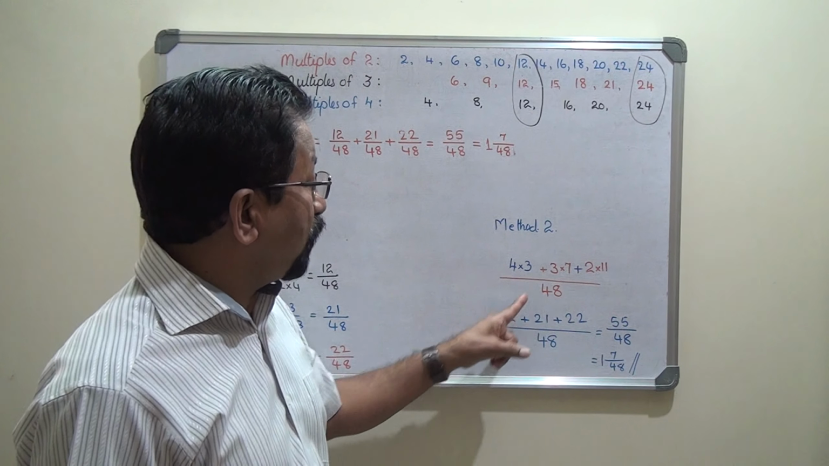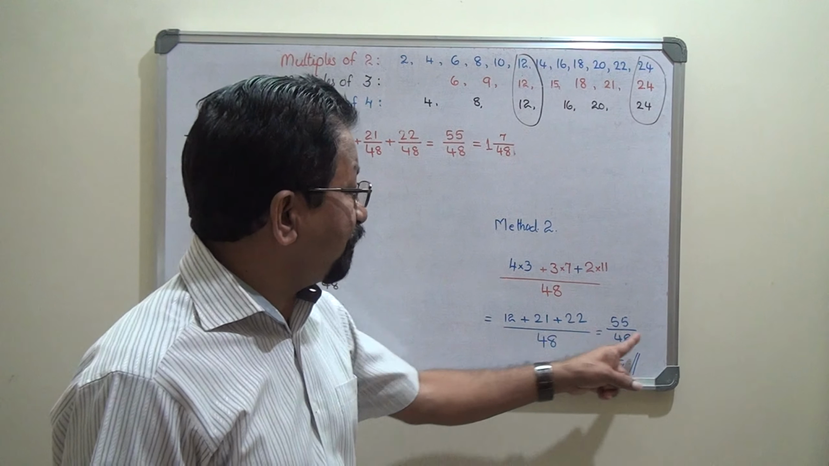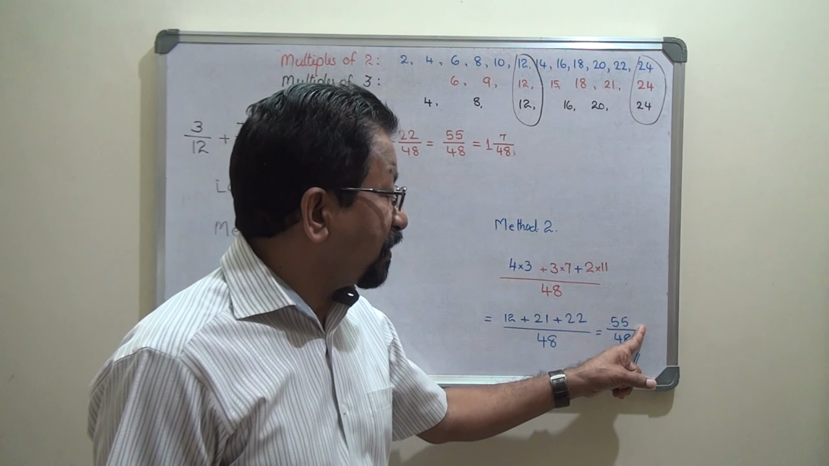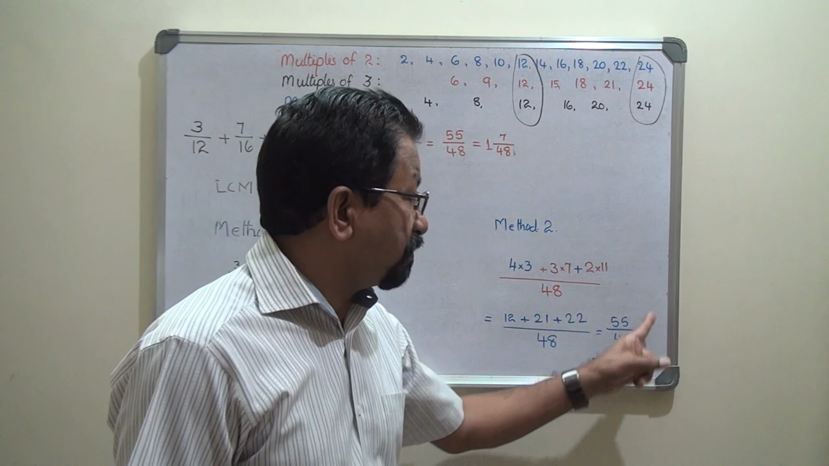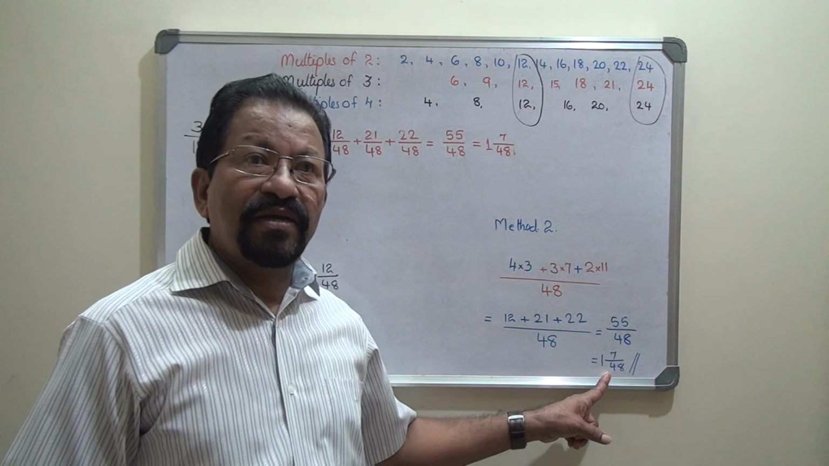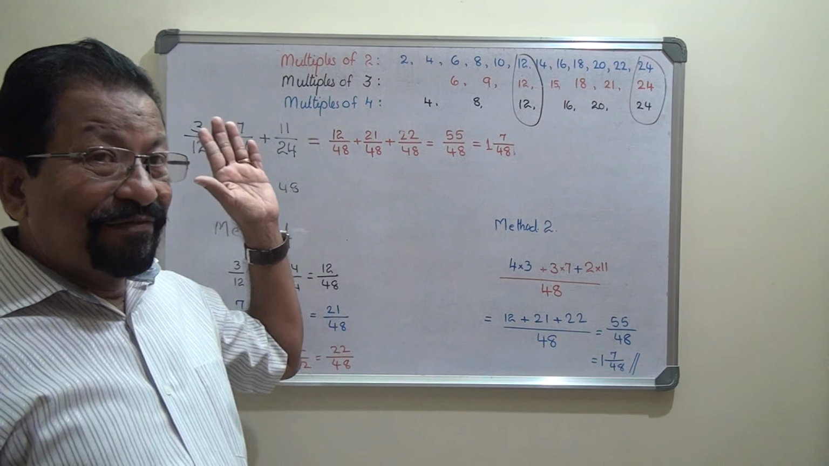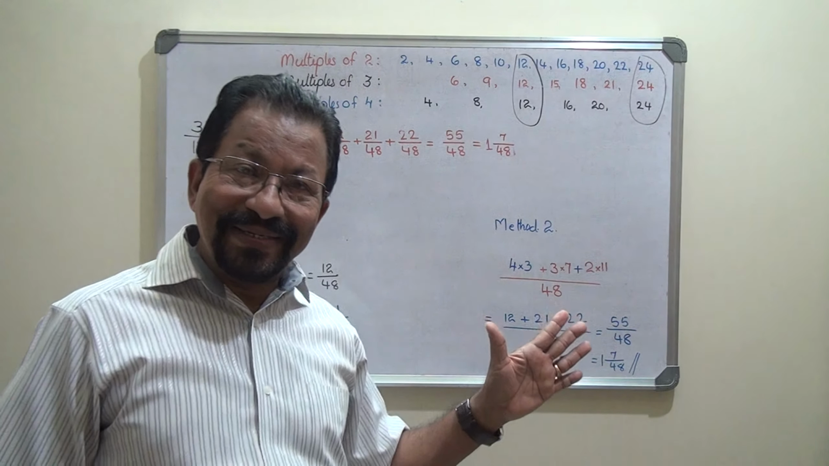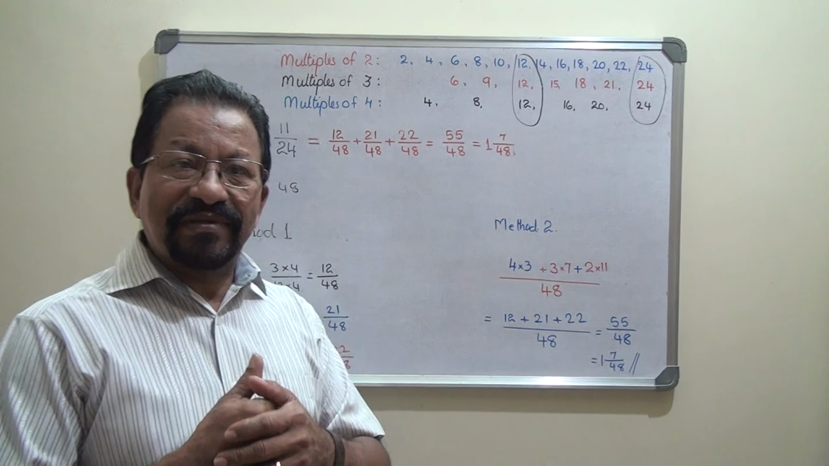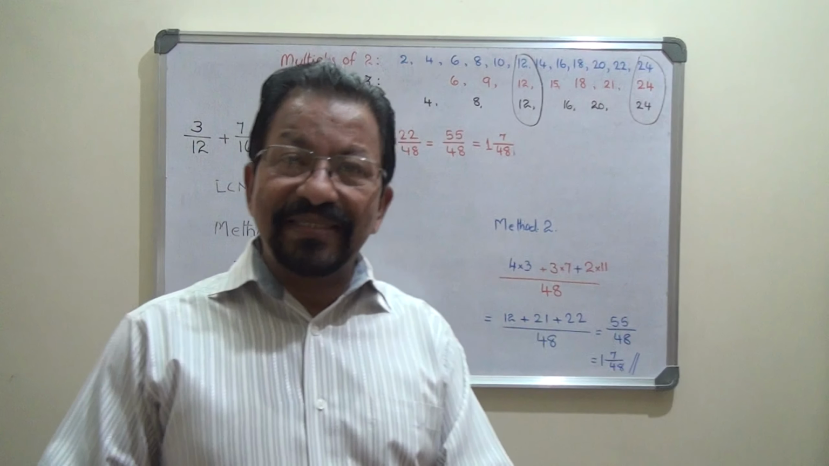So 4 into 3, 12. 3 into 7, 21. Plus 2 into 11, 22. So adding, you are again getting 55 by 48. And divide this numerator by denominator, because it is an improper fraction. Again you will get the answer as 1 and 7 by 48. This is the method of addition of fractions having different denominators by taking the LCM. We will discuss the rest of the addition, the different methods and all, in the next class.